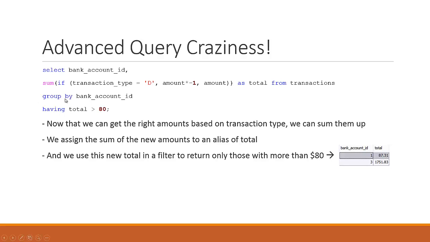So, there you have it. That is the having keyword, as well as an advanced topic of control flow functions and how you can put them all together to get what you want to please your crazy bank account manager.